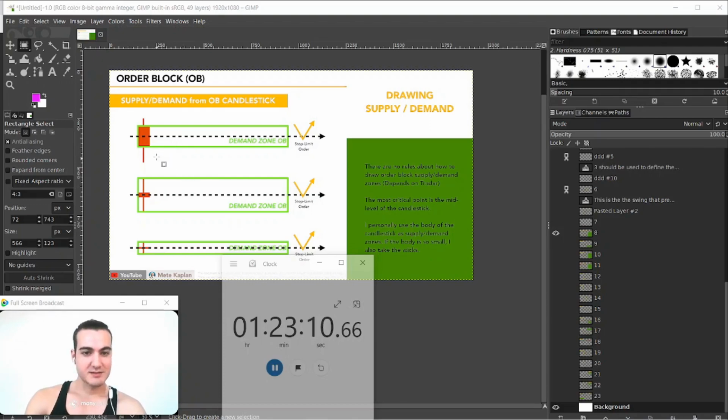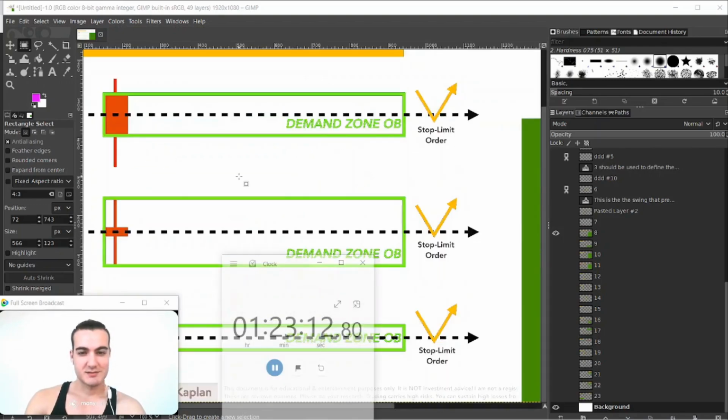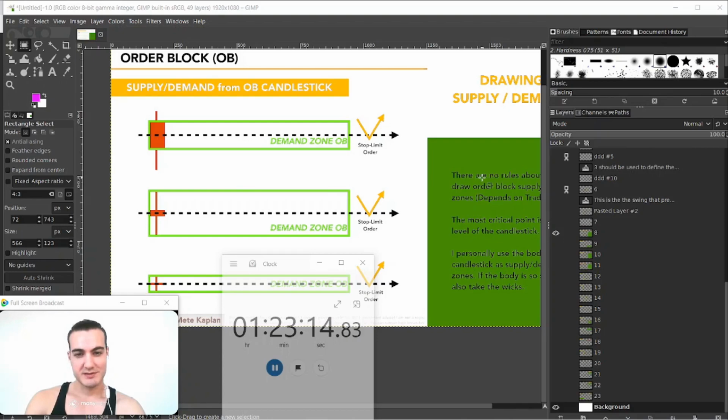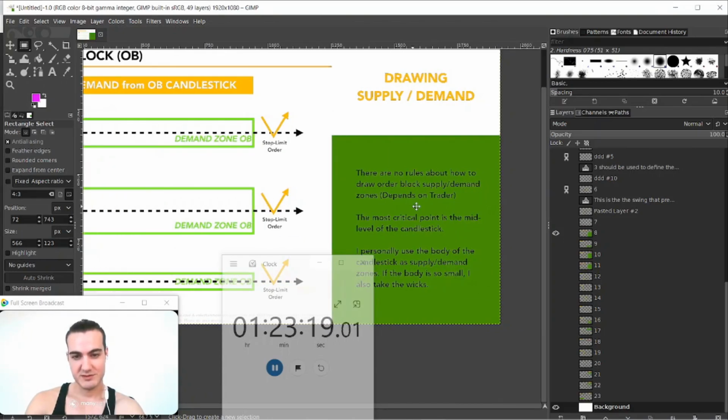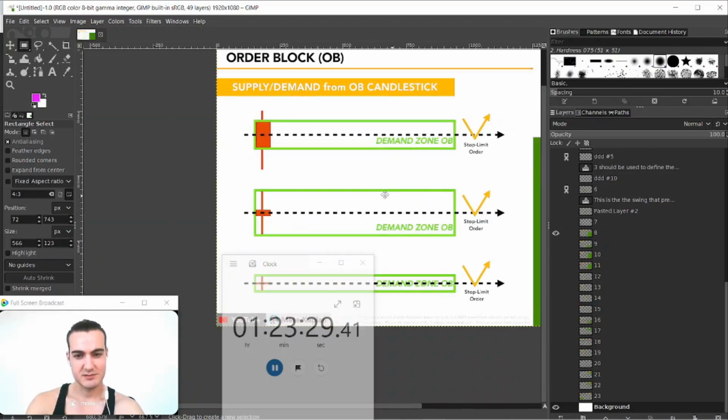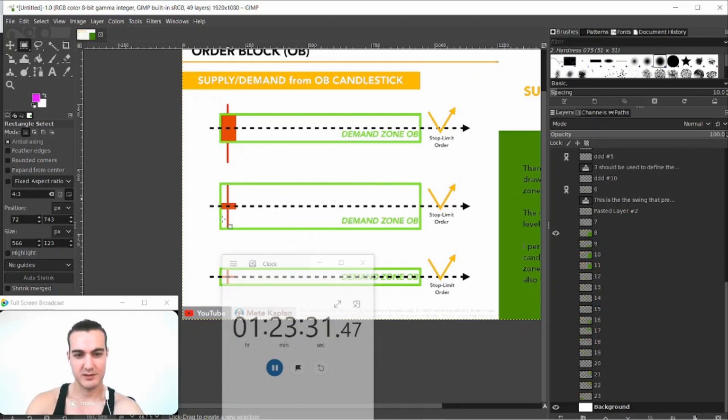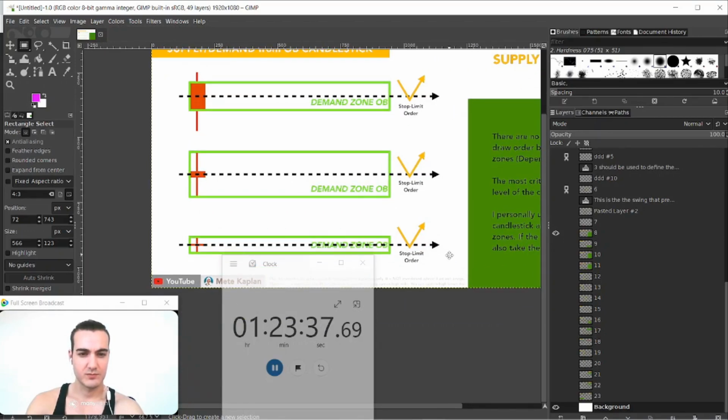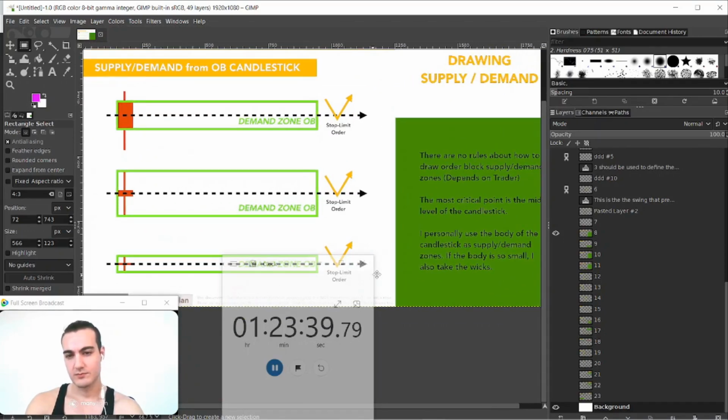So what this slide is saying is that where exactly you place your stop limit order is somewhat subjective. I personally use the body of the candle itself. Small body, also take the wick. Large body, not taking the wick. Okay.